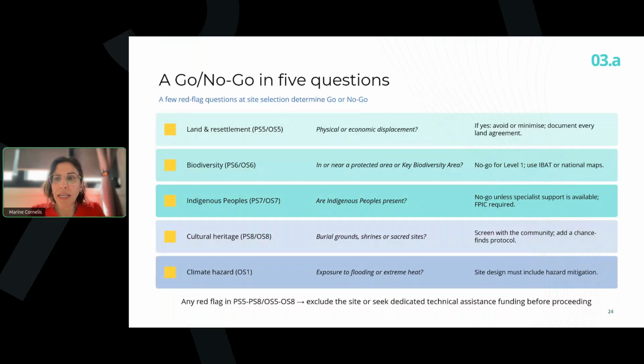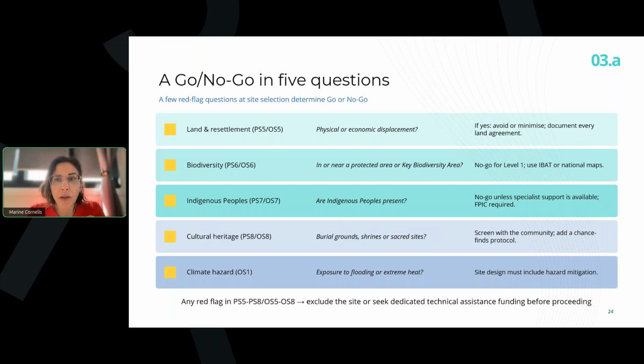So the one is on the land and resettlement. Is there a physical or economic displacement? In case yes, you must avoid or minimize, but you must document every land agreement. It's like a memo. You remember that you must document everything.